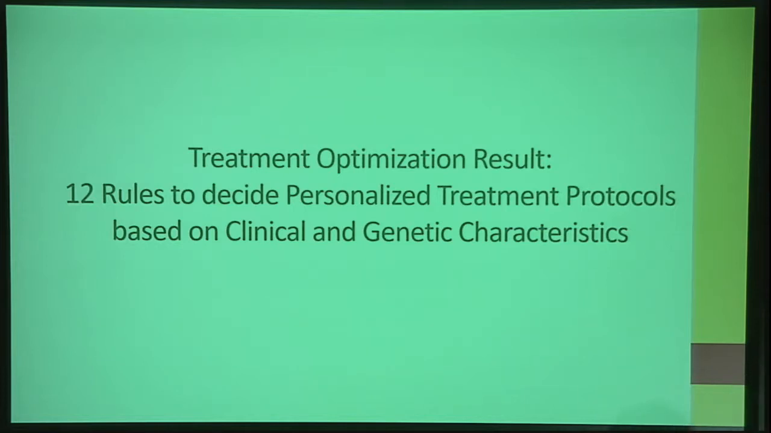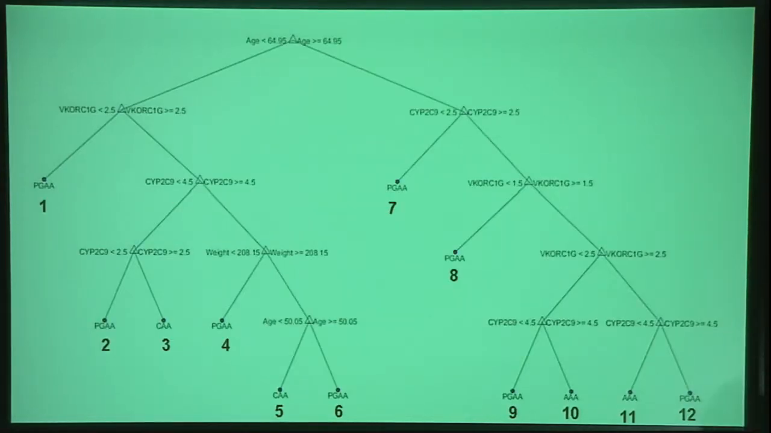The second result is that we are going to show the 12 rules to decide the personal treatment protocol based on clinical and genetic characteristics. As we said before, we are constructing a decision support rule, something that can just be pasted on the wall to do personal treatment. In this kind of rule setting, you can see that for the younger population, like age less than 65, and then VKORC1, if they are variant type, they are more likely, if they receive a PGA protocol, to minimize their two-sided risk.